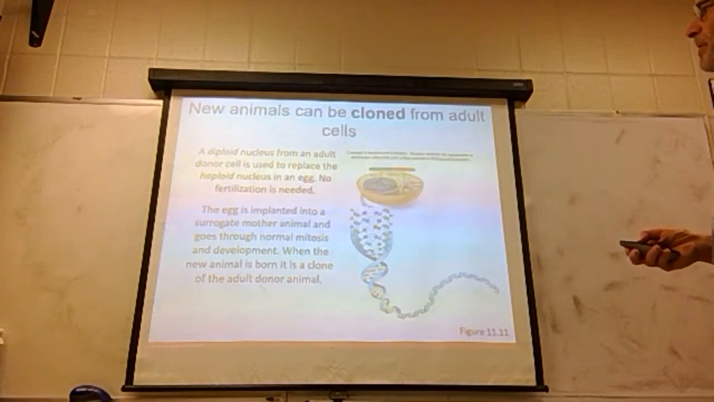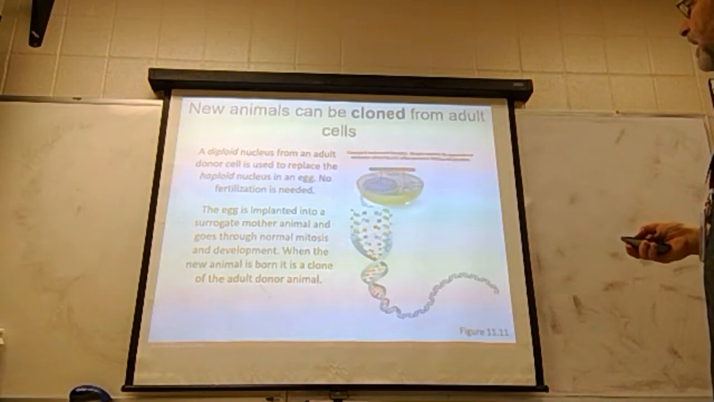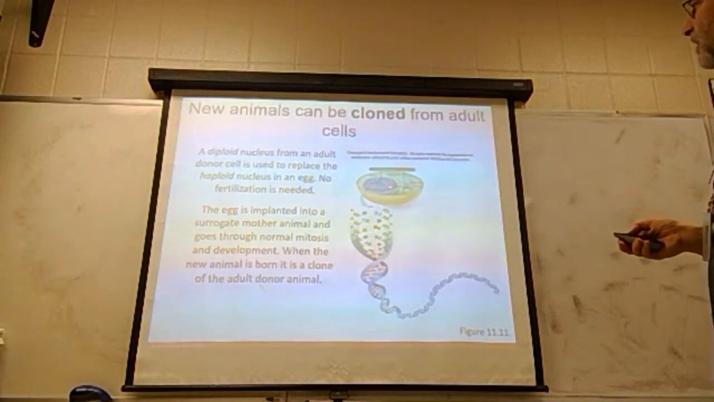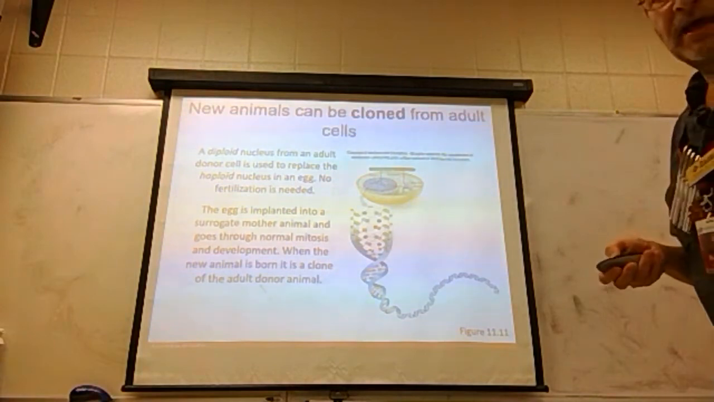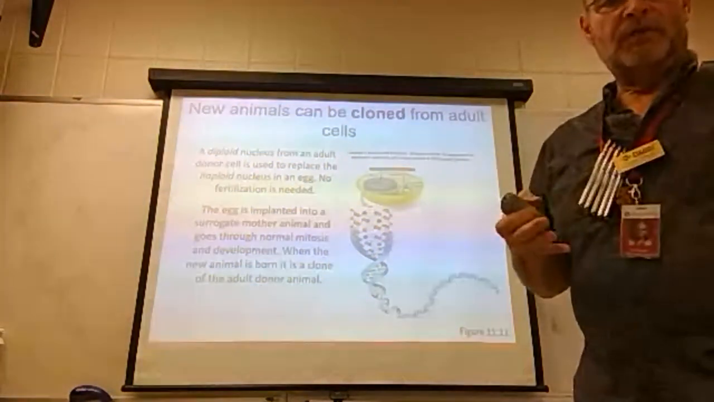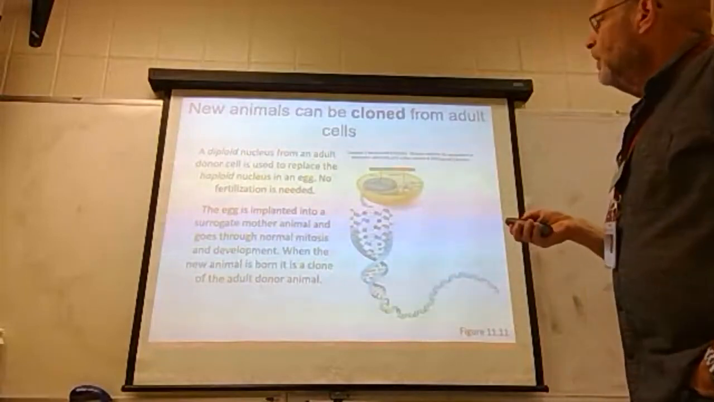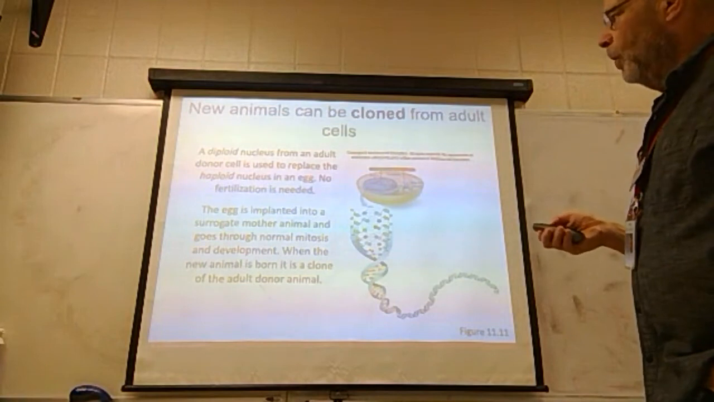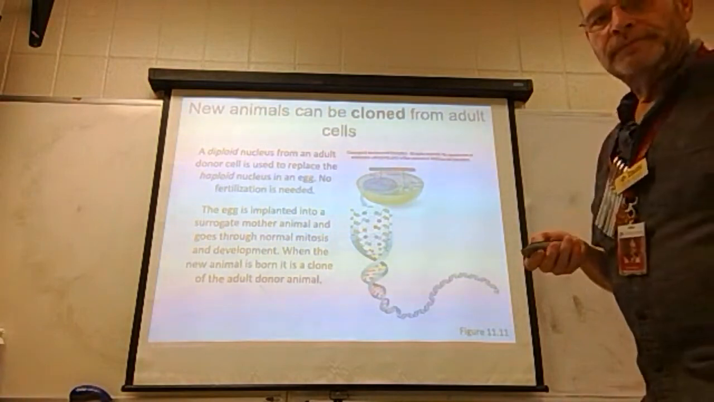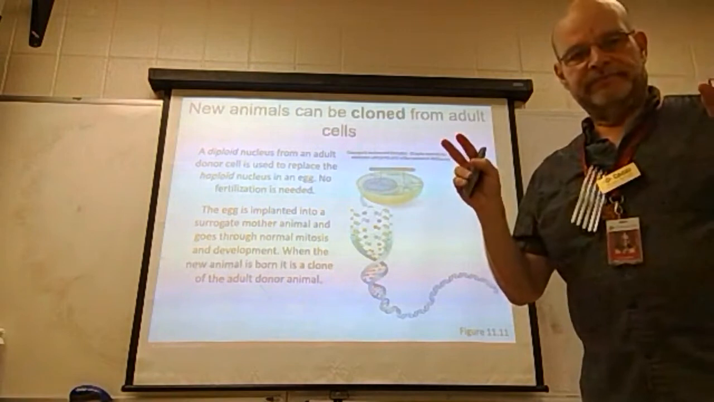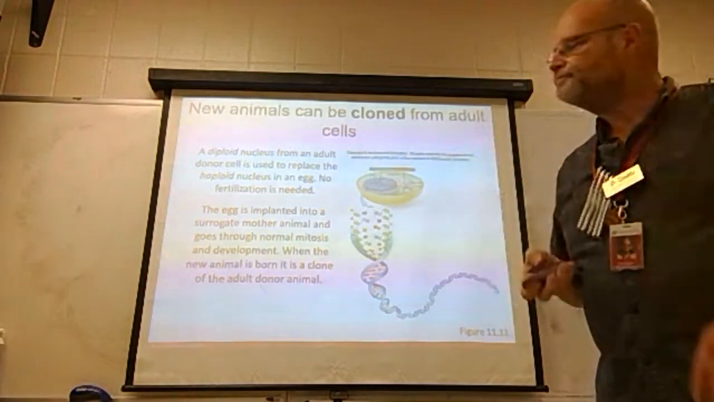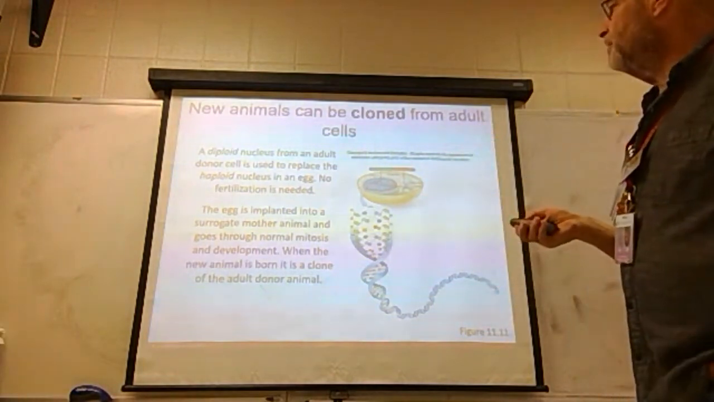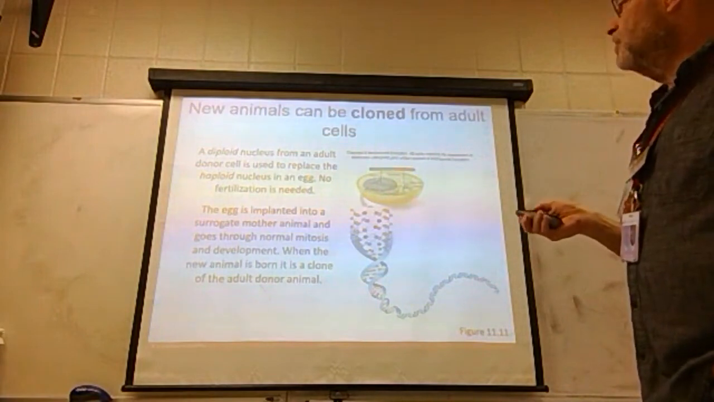The diploid nucleus from an adult donor cell is used to replace the haploid nucleus in an egg. So we take an egg. This egg contains only half the genetic material it's supposed to have, because it is an egg. For a human, it would be 23 chromosomes instead of 46. We take the nucleus from another organism, our donor, in this case, Dolly's, not mother, but clone. They took the nucleus from that egg, placed it into the egg.